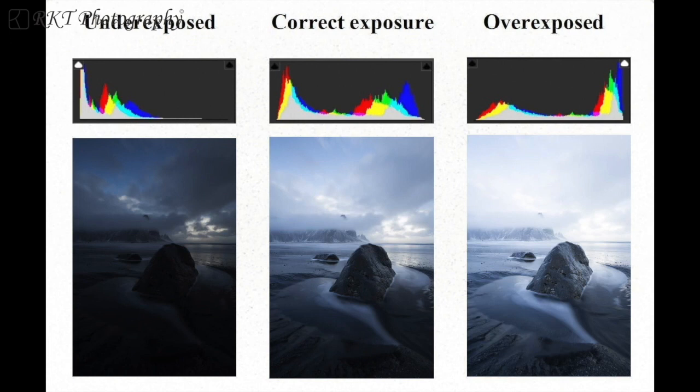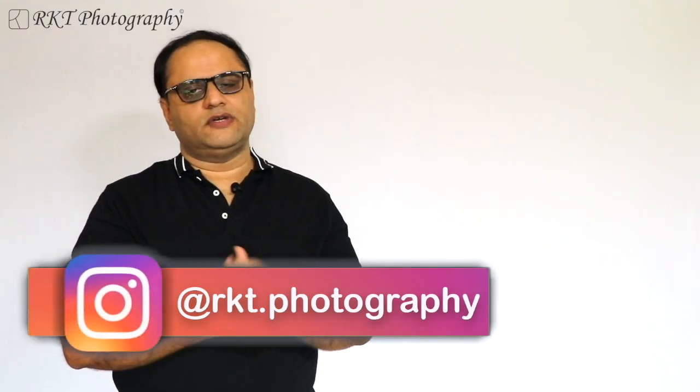So you have to make a balance between the curves of the histogram towards the left and the right hand side. Then you will find the image is coming out with a correct exposure. So reading the histogram is very important in photography, for beginners as well as for professional photographers.